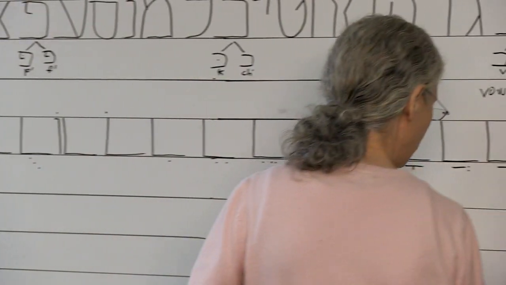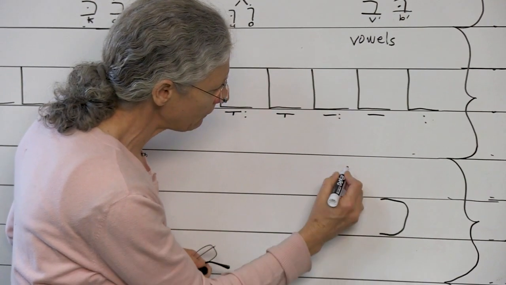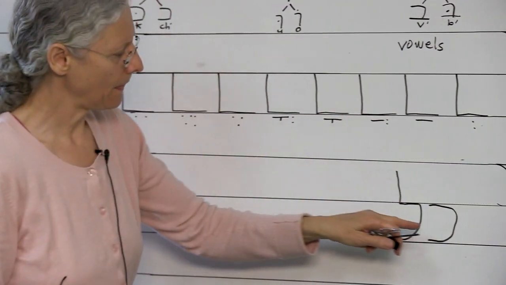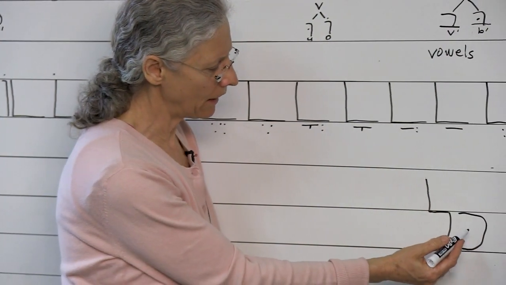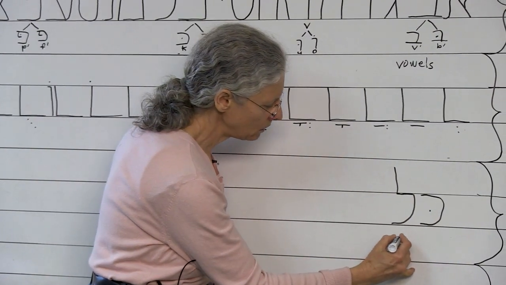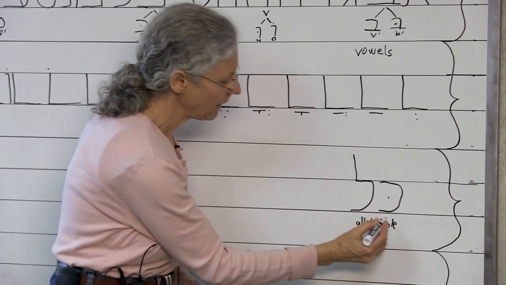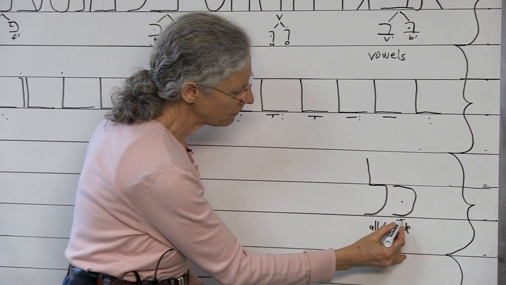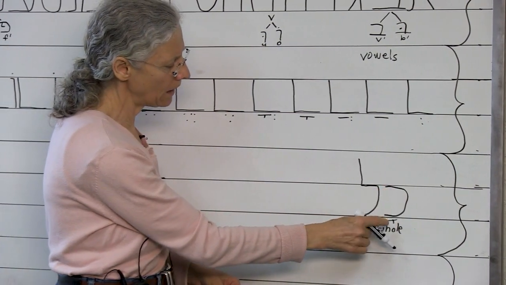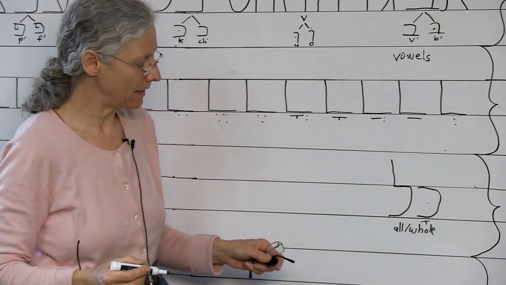Yes, that's correct. Because they're the same letters, it's the same word, right? So it's chaf, lamed. Whenever you see this word, whether it's pronounced with a chaf or with a kaf, it means all or whole. But it's with a kamatz here, right? It has a kamatz. So it's either a chaf, kamatz, lamed, or a kaf, kamatz, lamed.